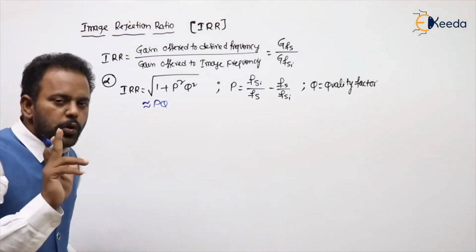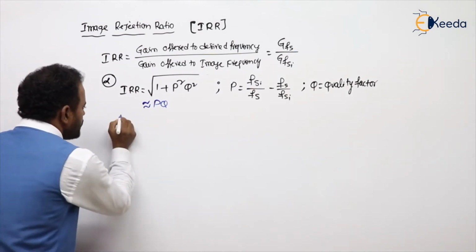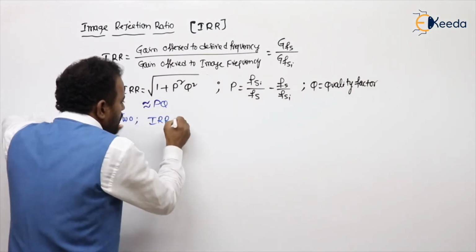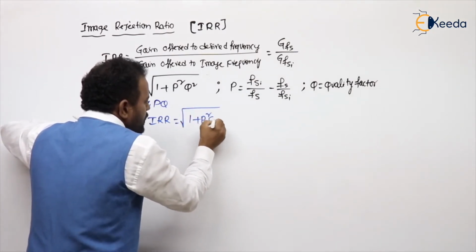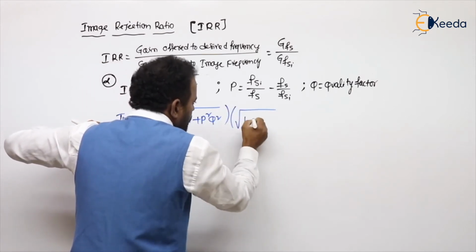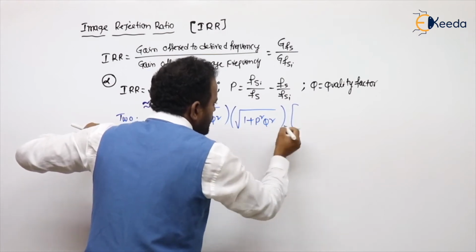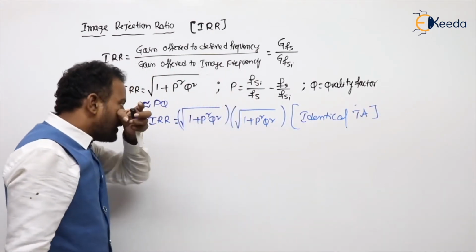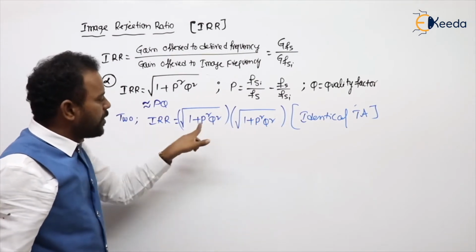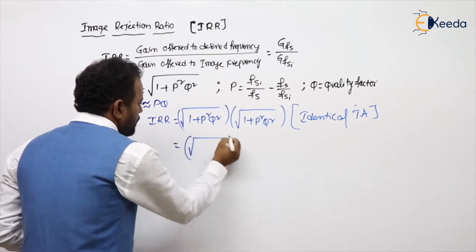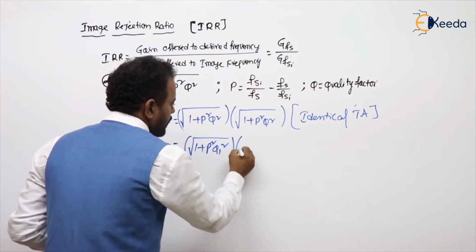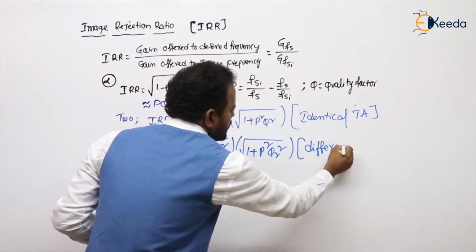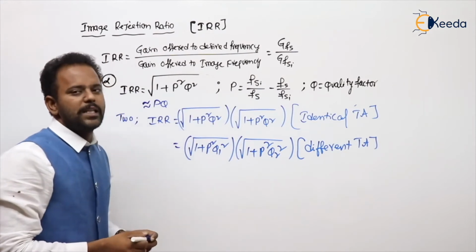For example, when two tuned amplifiers are connected in cascade, what is the overall IRR value? Overall IRR value is root of 1 plus P square Q square into root of 1 plus P square Q square, when both are identical tuned amplifiers. If it is identical tuned amplifiers, same quality factor, and P is the same. Suppose different tuned amplifiers, then we have different quality factors. First one I call Q1, second one Q2.